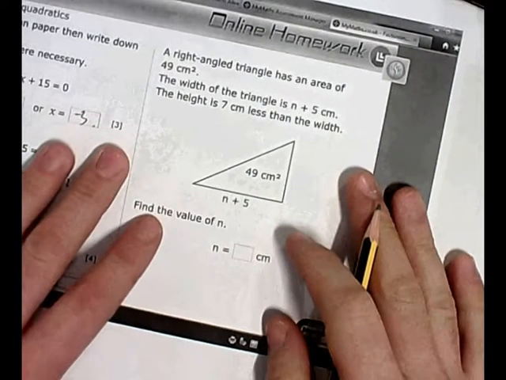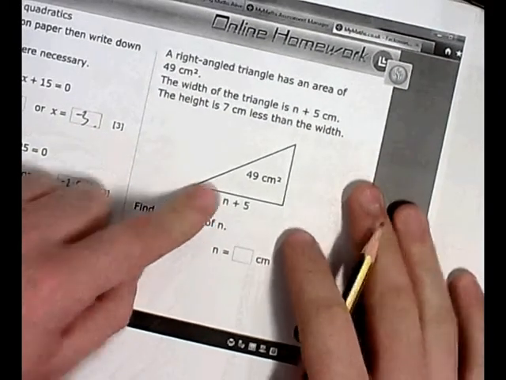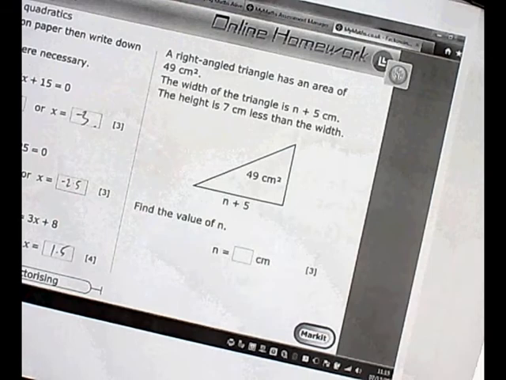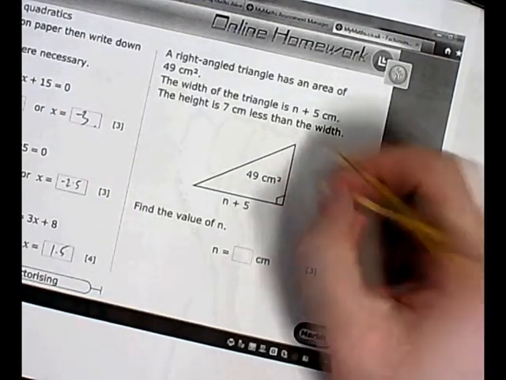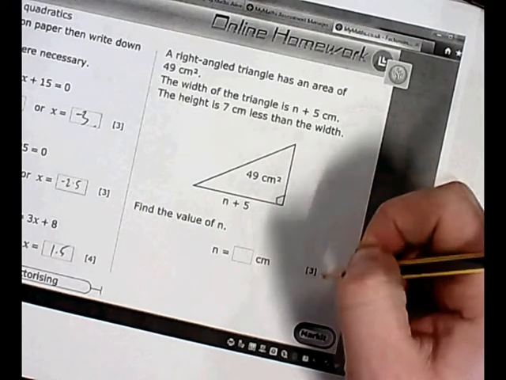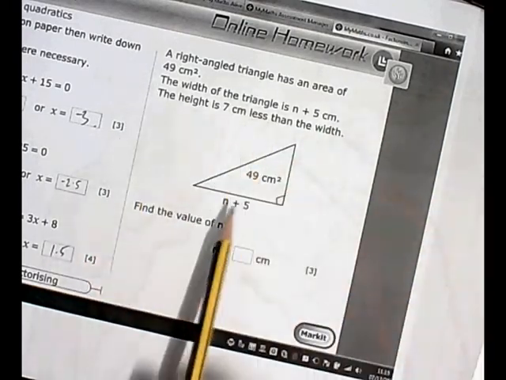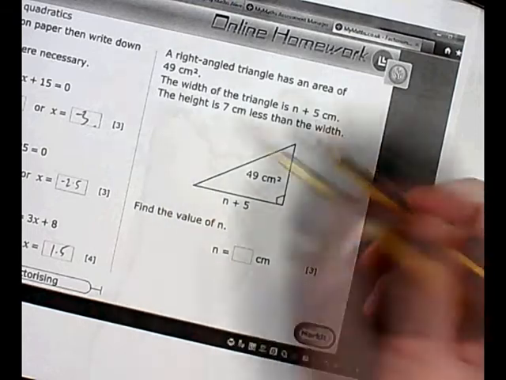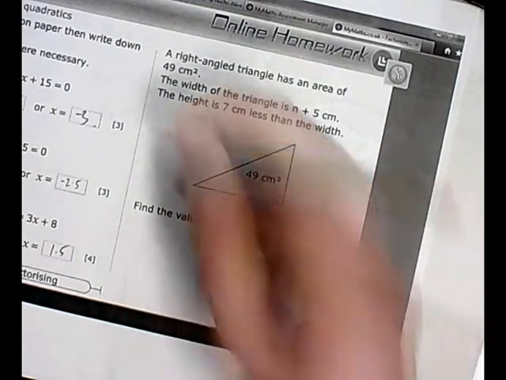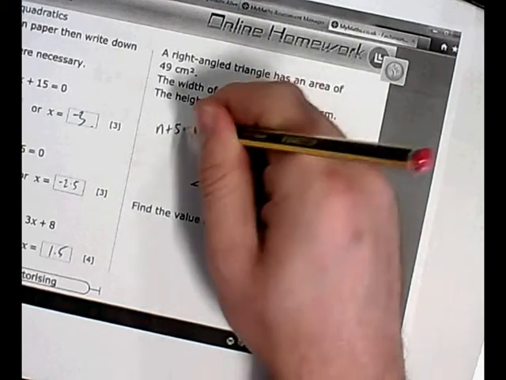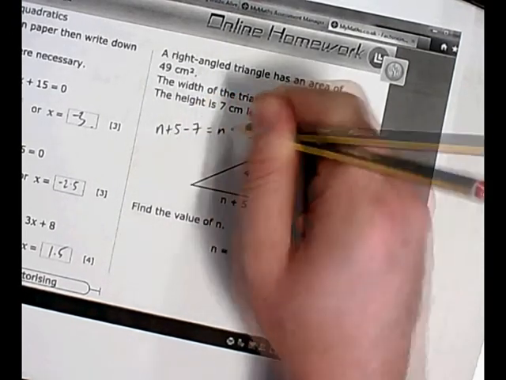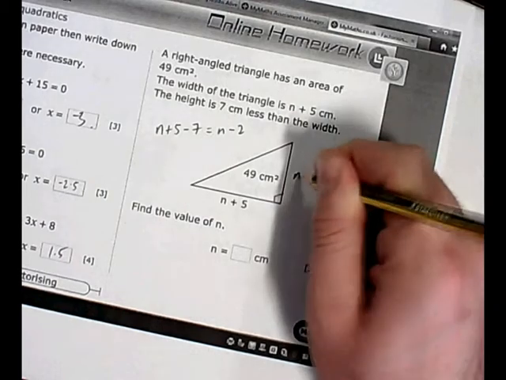You have to use some basic knowledge to format what they're after. So this is a right angle triangle, so you can assume that this is the height. The width of the triangle is n plus 5. The height of the triangle is 7 less than the width. So if the width is n plus 5, the height is n plus 5 take away 7, so the height is n minus 2. So that's n minus 2.